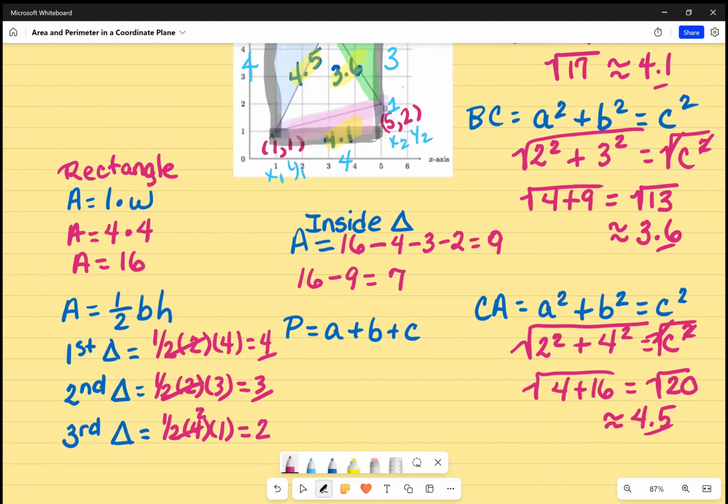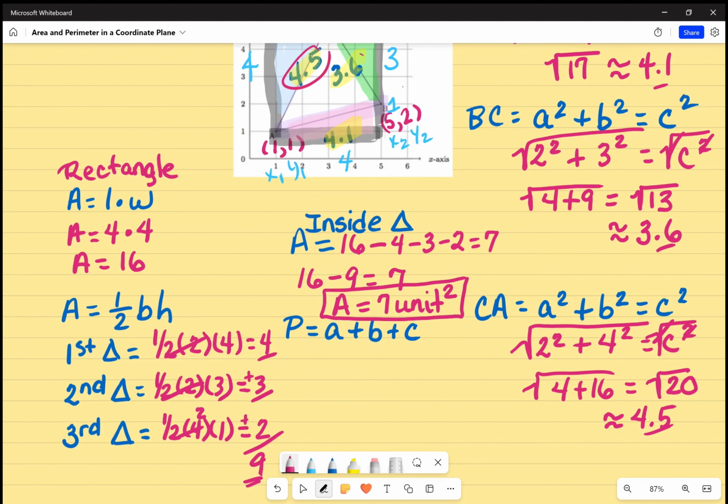4 plus 3 plus 2 is where the 9 is coming from, but it's really 7. So 16 minus the 9 is 7, and that's going to be the area of my original triangle. So the area is going to be 7 square units. Area is always identified by square units.